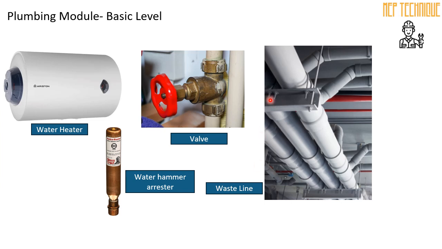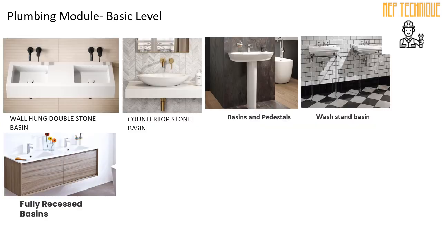These are the things you will find on top of the ceiling. These are not visible. When you go to the washroom, you will not find that kind of thing. All the assets mentioned here you will find above the ceiling. What are they? They are water heater, valve, water hammer arrestor, and waste line. So there are several plumbing lines for the water heater connection. The waste pipe you will find above the ceiling.